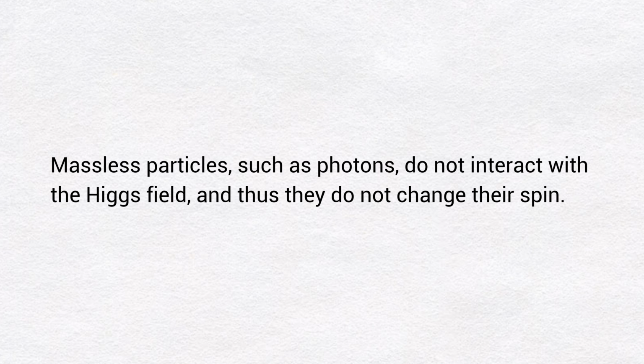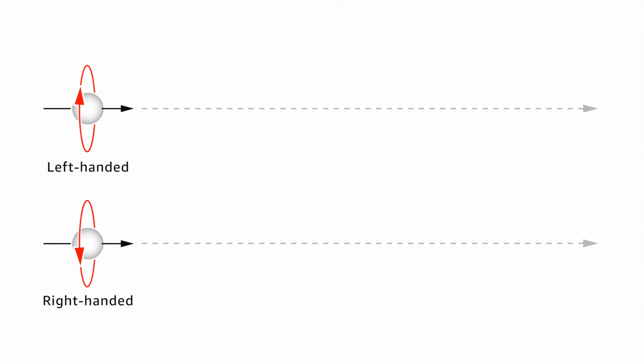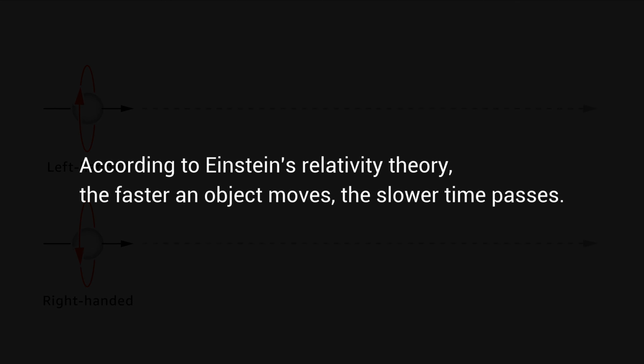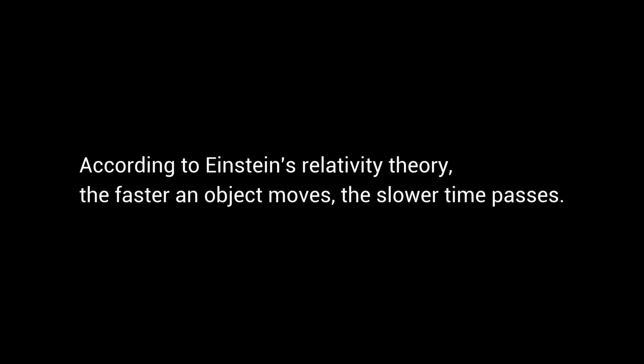Massless particles, such as photons, do not interact with the Higgs field, and thus they do not change their spin. Left-handed photons are always left-handed, and right-handed photons are always right-handed, as illustrated. According to Einstein's relativity theory, the faster an object moves, the slower time passes. Ultimately, when the speed of an object reaches the speed of light, time stands still. When time stands still, change does not happen. The photon is traveling at the speed of light.